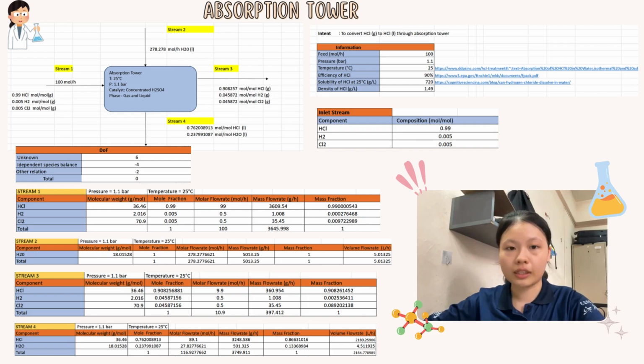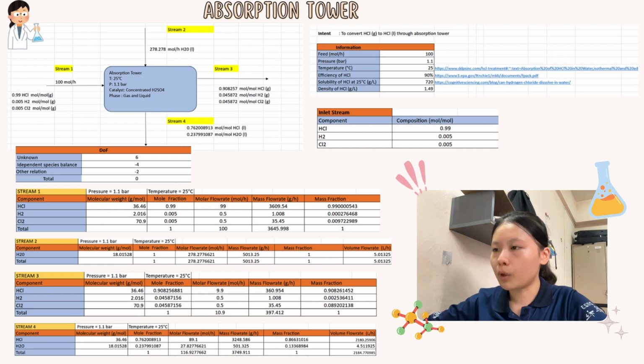Next, I will talk about the adsorption tower. The intent of the adsorption tower is to convert HCl gas to hydrochloric acid. The pressure we use here is 1.1 bar, and the temperature is 25 degrees Celsius. The efficiency of HCl that we found in the journal is 90%, and the solubility of HCl at 25 degrees Celsius is 720 gram per liter. For stream 1, the basis that we use is 100 mol per hour, and the composition of HCl is 0.99, and the compositions of H2 and Cl2 are both 0.005.